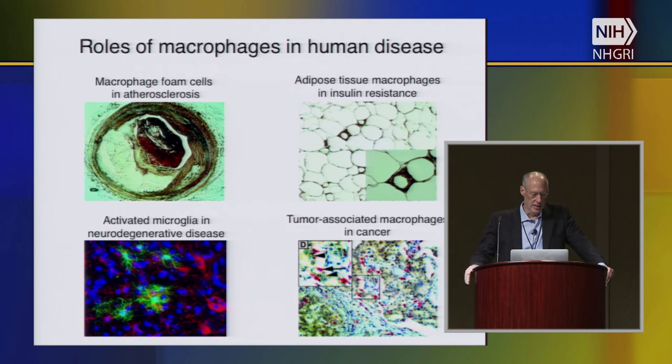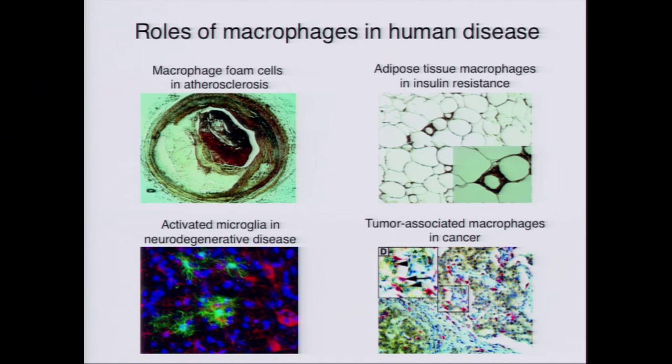Now, finally, one of our motivations for studying these cells is that we also know that macrophages play key roles in numerous diseases. So for example, if you take macrophages out, the mouse no longer has the ability to develop atherosclerosis, and we know that in humans, macrophages contribute to virtually all phases of the development of this disease. Macrophages are also involved in the generation of insulin resistance in type 2 diabetes.